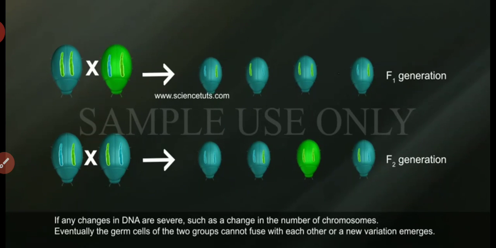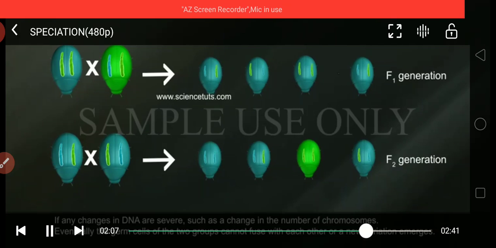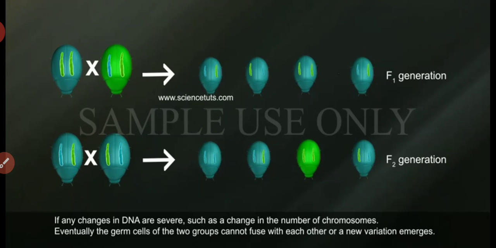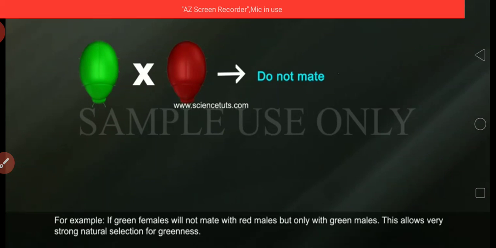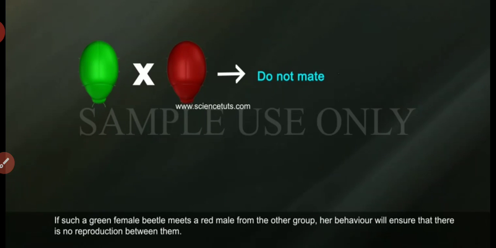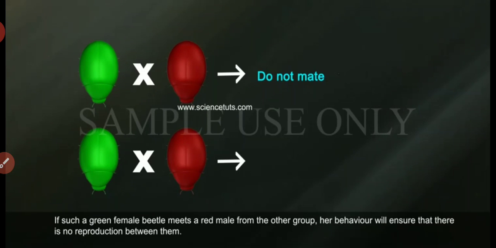If the changes in DNA are severe, such as a change in the number of chromosomes, eventually the germ cells of the two groups cannot fuse with each other, or a new variation emerges. For example, green females will not mate with red males, but only with green males. This allows very strong natural selection for greenness. If such a green female beetle meets a red male from the other group, her behavior will ensure that there is no reproduction between them.